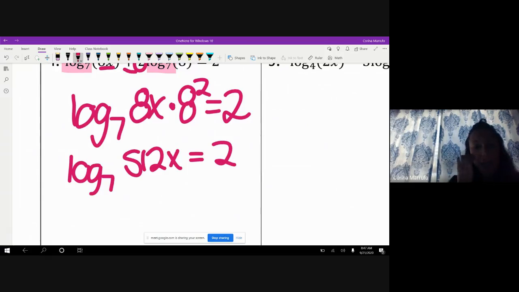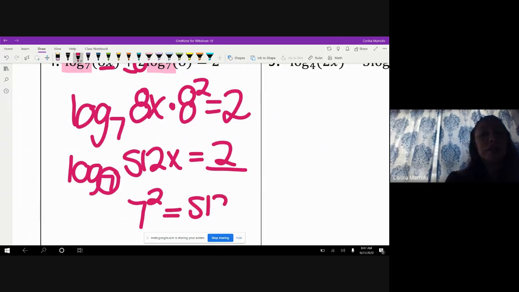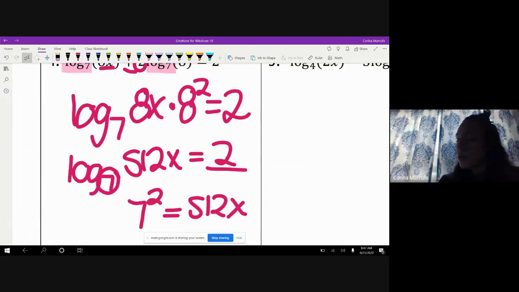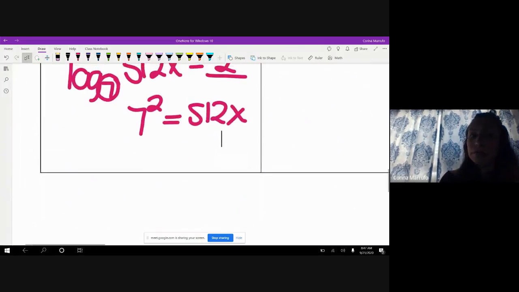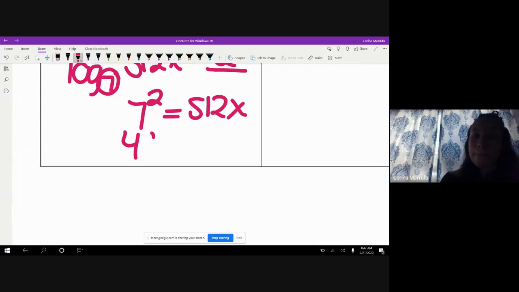All right, then next we are going to go ahead and change this into exponential form. So this is my base, it'll be 7. This is my exponent, to the second power, equals 512x. Okay, then we put in our calculators, 7 squared, that gives us 49 equals, oh wait, sorry, 512x.